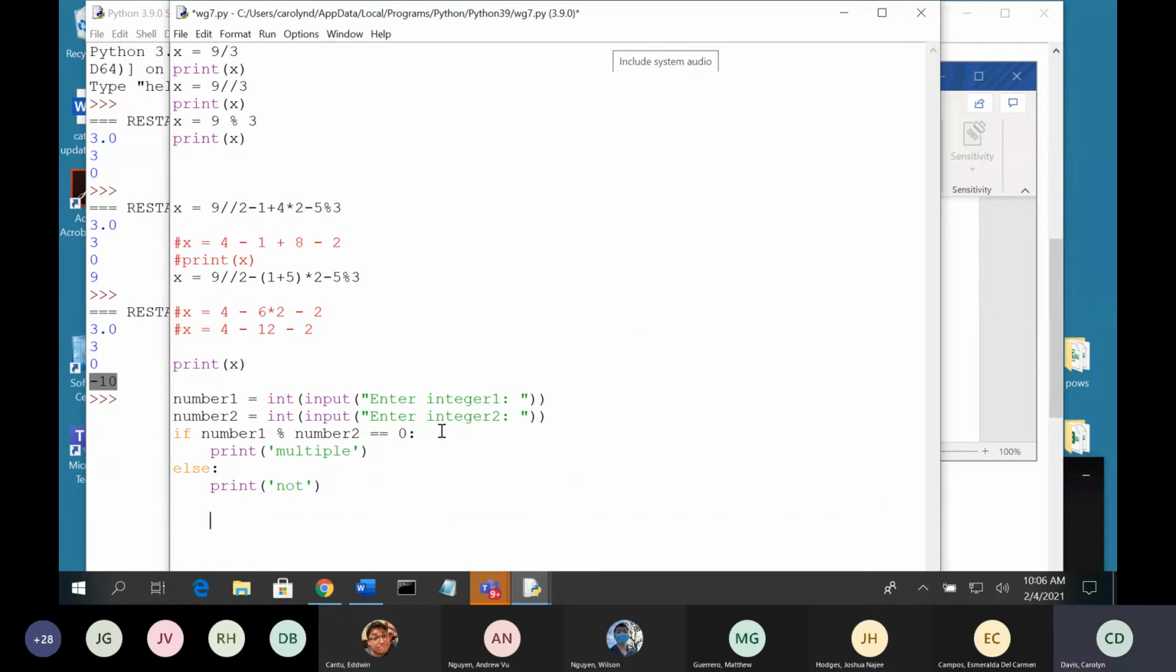Whatever we need to print. Okay. Anything that says multiple of, divisible by 2, divisible by some number, they're all going to be the same math. Okay.